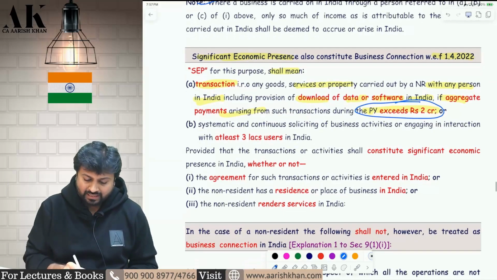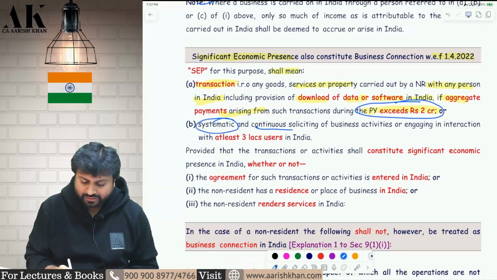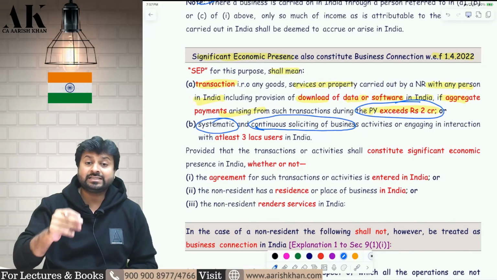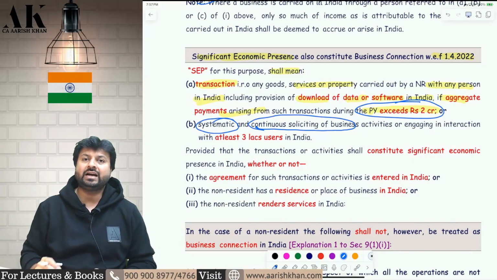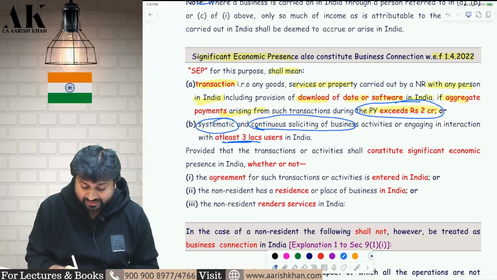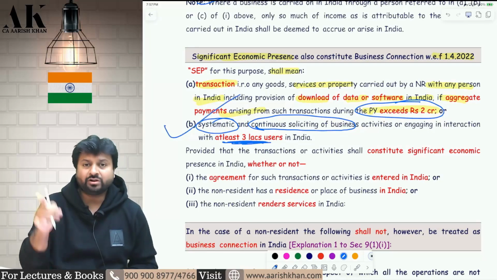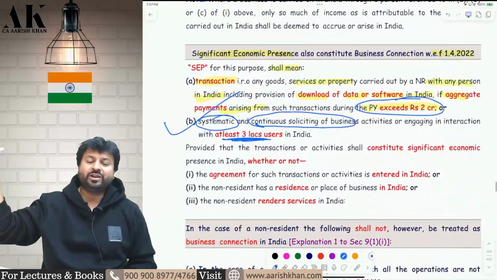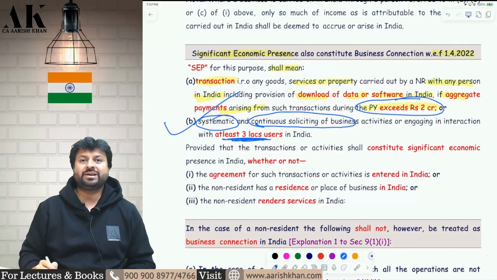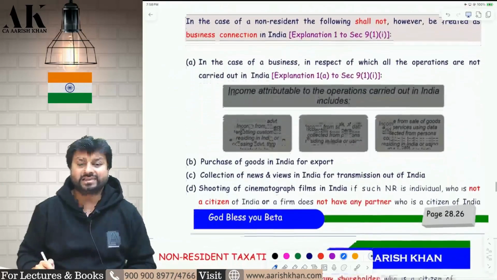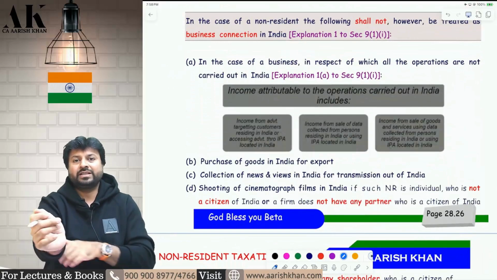tax. Similarly, if a non-resident is doing systematic and continuous soliciting of business, meaning if a non-resident is engaged in some kind of advertisement in India, like Facebook, Google, Instagram, etc., and if they have at least 3 lakh users in India, then that also is deemed to accrue or arise in India. I hope it is clear to all of you. So if a non-resident is doing what? Advertising in India, and they have at least how many users? 3 lakh users in India, then that is also deemed to accrue or arise in India. I hope it is clear to all of you.